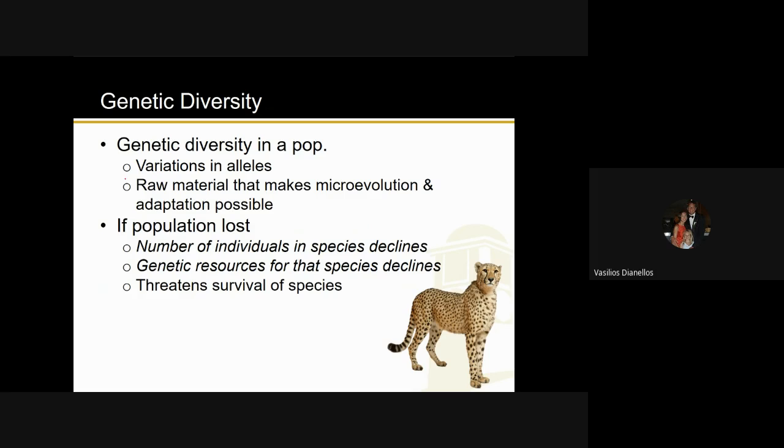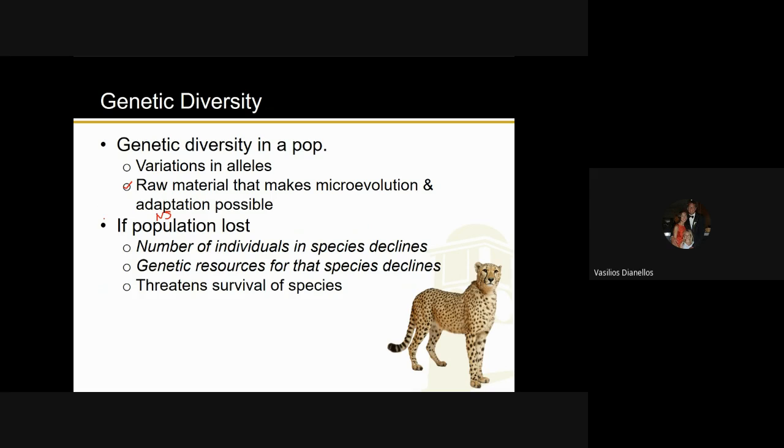As you already know, this genetic diversity is the raw material that makes microevolution and adaptation, aka natural selection. It's all about genetic diversity. Without genetic diversity, we couldn't have these things, right? Populations wouldn't change. Populations couldn't adapt to changes in their environment. They would just go extinct.